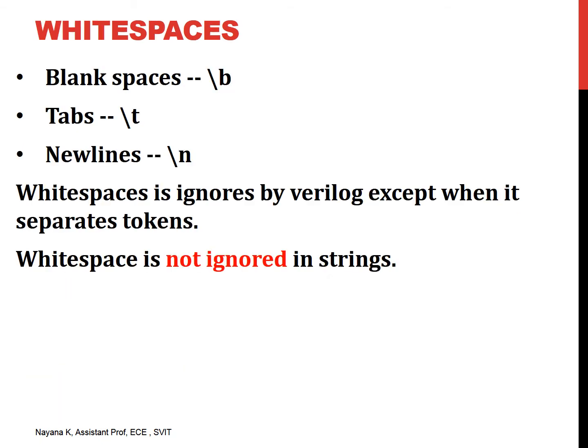First, let us understand white spaces. We have different types of white spaces, like the blank space, which is represented as backslash b, the tabs, which is backslash t, and the new line character, which is backslash n. These different kinds of spaces are white spaces, and Verilog simulators ignore these white spaces. So any given white space in an instruction is ignored.